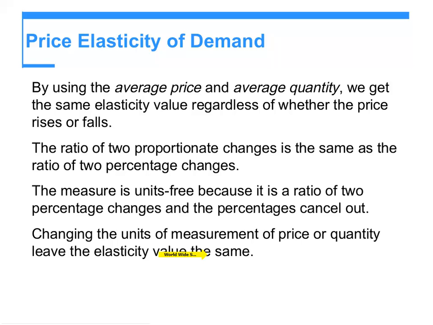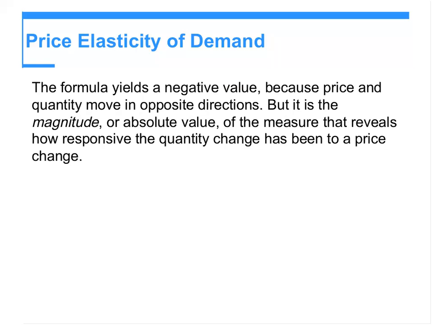So if you look at the previous ratio, you can simply see this basic rule. The formula yields a negative value because price and quantity move in opposite directions. But it is the magnitude or absolute value of the measure that reveals how responsive the quantity change has been to a price change. Very simple. We don't really look at whether, if the price changes, the demand is going to increase or decrease. We simply see how much difference in price will influence how much difference in demand. That's it. That makes this formula unit-free.